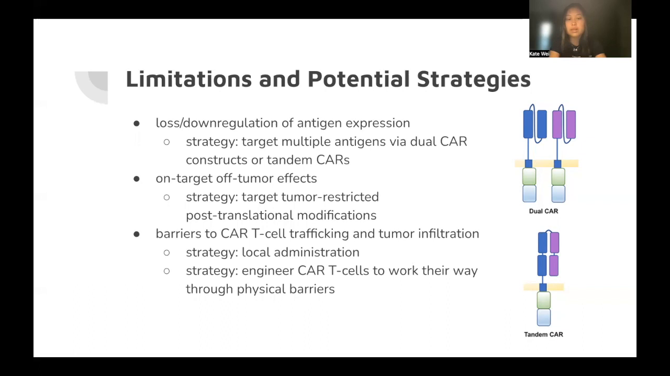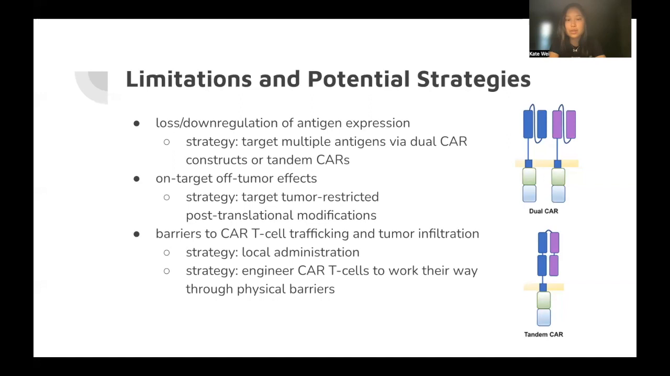Another challenge of CAR T-cell therapy is on-target, off-tumor toxicities, which can occur when tumor antigens found on normal, healthy tissue are accidentally targeted by CAR T-cells. One potential solution is to target tumor-restricted post-translational modifications to better direct CAR T-cells to cancerous cells and minimize toxicities.